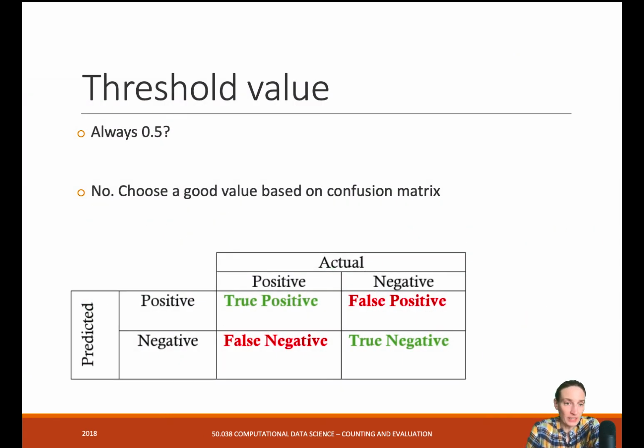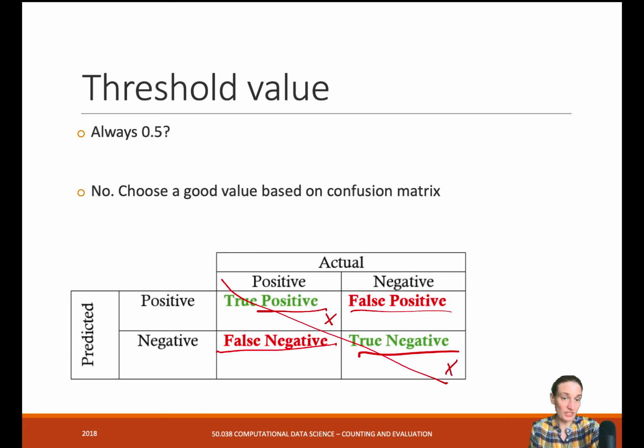Right, this threshold value, is it always 0.5? No. It's up to you to choose a good value based on the confusion matrix. And as you know from the first lecture, the confusion matrix gives you a nice overview of your true positives, false positives, false negatives, and true negatives. And you want to sort of optimize the numbers on the diagonal here, right? So this table usually is actually much larger than 2 by 2. It can be pretty huge depending on how many classes you have.